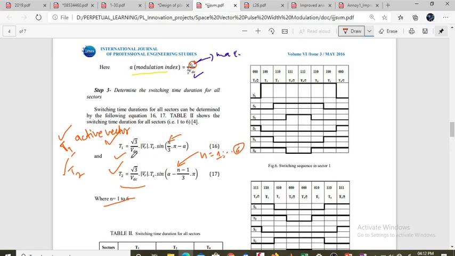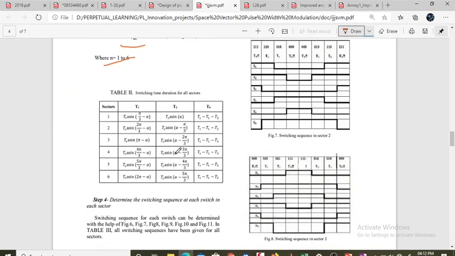For each sector this value will change. Here in this paper, the table for the time calculation for each sector is given. T0 is the zero vector time for the vectors v0 and v7, where the switching sequence for a b c is 0 0 0 and 1 1 1. If you don't know what is happening with 1 and 0, you should go through my previous lectures to understand the meaning of 1 1 1 and 0 0 0.